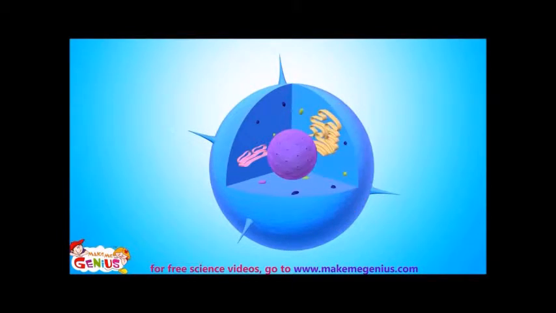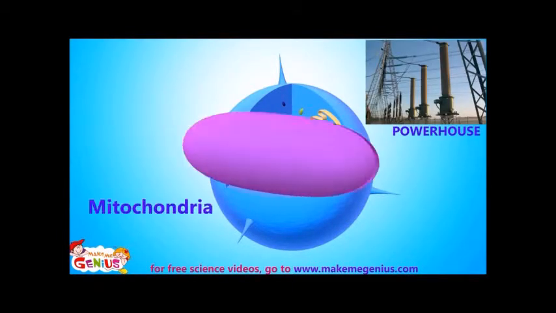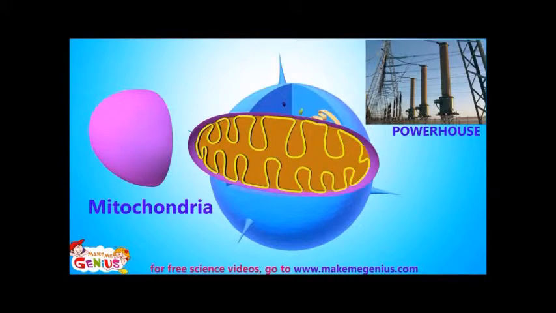Now let's talk about the powerhouse of the cell. These organelles are called mitochondria. These are small, rod-shaped, and are found in large numbers. There are highly folded membranes inside it. These are the sites of respiration in the cell. During respiration, food is oxidized in the presence of oxygen and energy is released. Therefore, these are also known as the powerhouse of the cell.